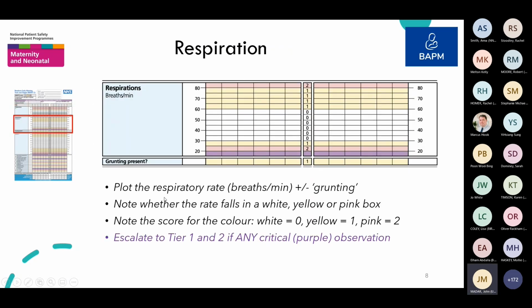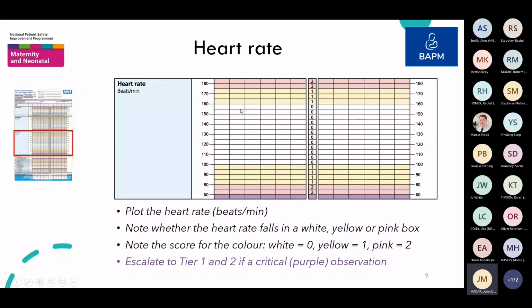Breathing, very much the same, plot the respiratory rate in breaths per minute. Also, whether or not there's evidence of grunting, which gives you an extra weighting on that score. Note the colour, note the score. And again, if you're breathing very slowly, that's immediate escalation with a medical review, as for any critical observation in purple. Heart rate, again, very similar. If you're in the white zone, that's okay. And you score 0. If your heart rate is in the yellow zone, it's getting a little bit worrying. And then there are escalations into the pink for very high and low rates. And again, a purple zone there for very slow heart rates, which is immediate escalation.